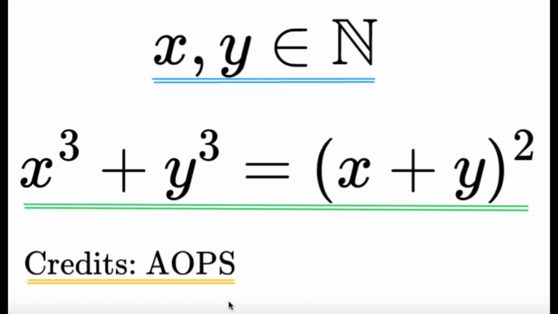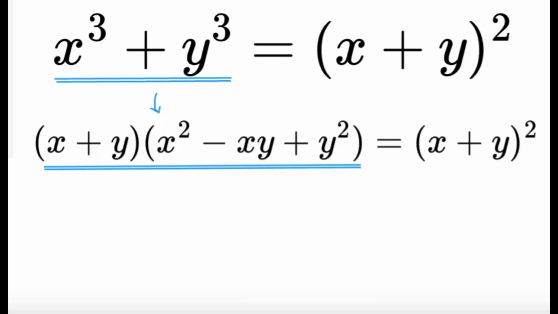Alright, so one of the most obvious observations from the given Diophantine equation is that x cubed plus y cubed contains a factor x plus y, which is also present on the right side. So x cubed plus y cubed, that's simply a sum of cubes, so we can factor that as follows: x plus y times x squared minus xy plus y squared.